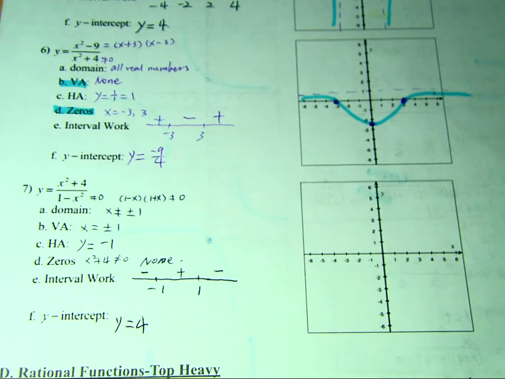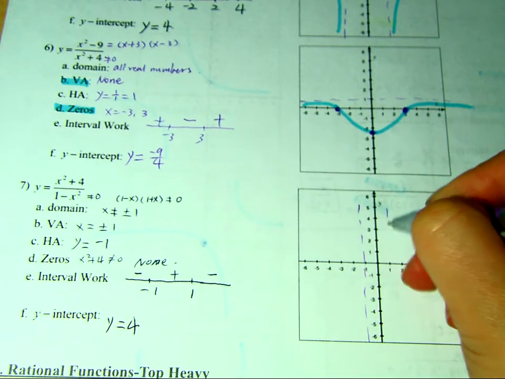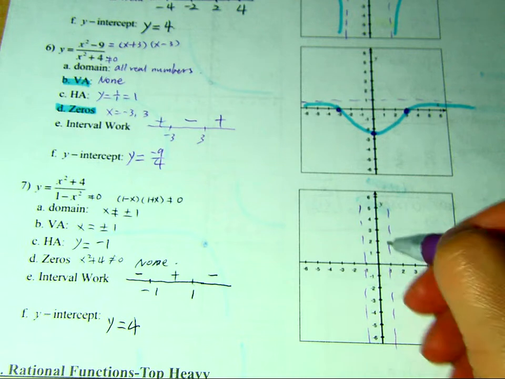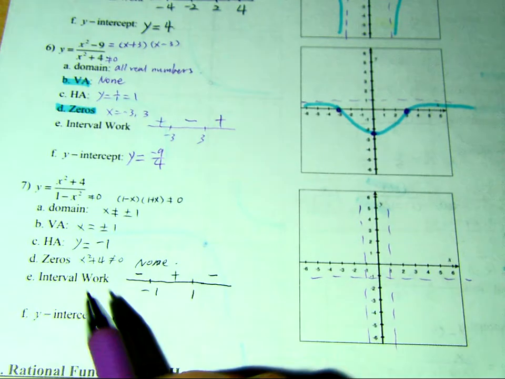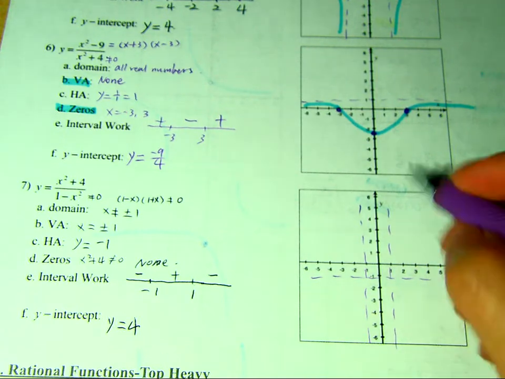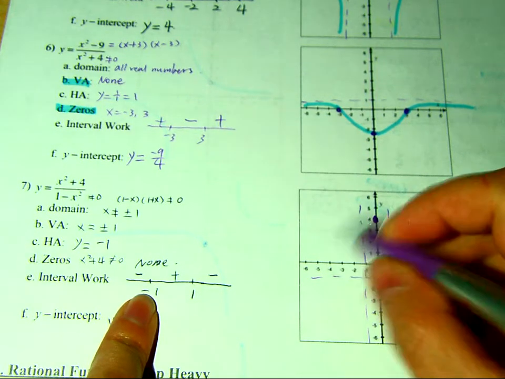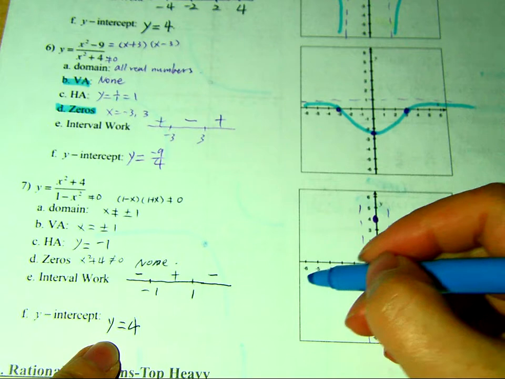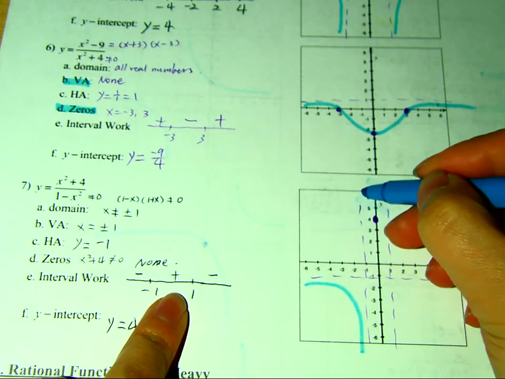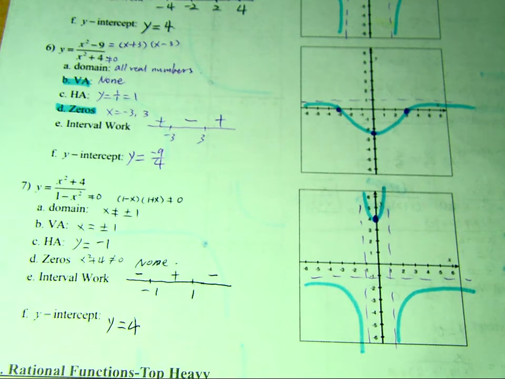Okay, now let's graph. VA, -1 and +1. HA is -1. Zeros, no zeros. That means the graph will not cross the x-axis. Y-intercept is 4. It's here. Now you can use a calculator to graph. Let's look at the intervals. Negative, so it's below. Positive, above, crossing this point. And negative, below again. That's how you do equal power and the bottom heavy.